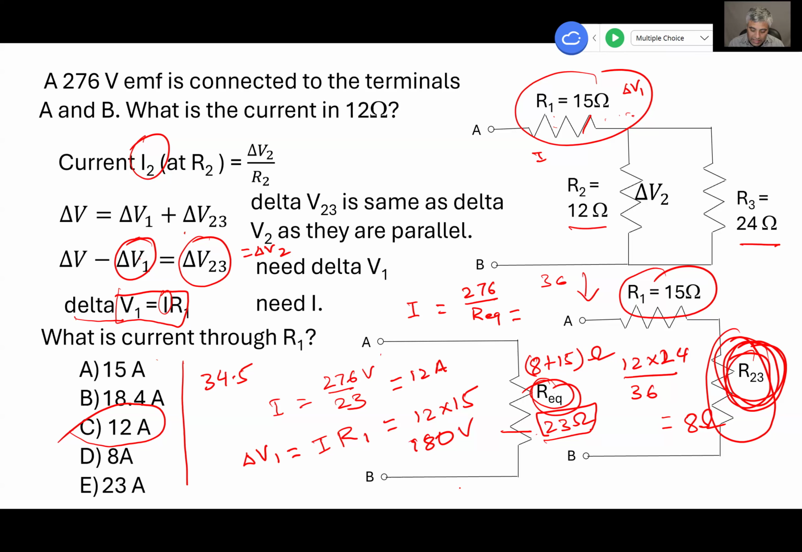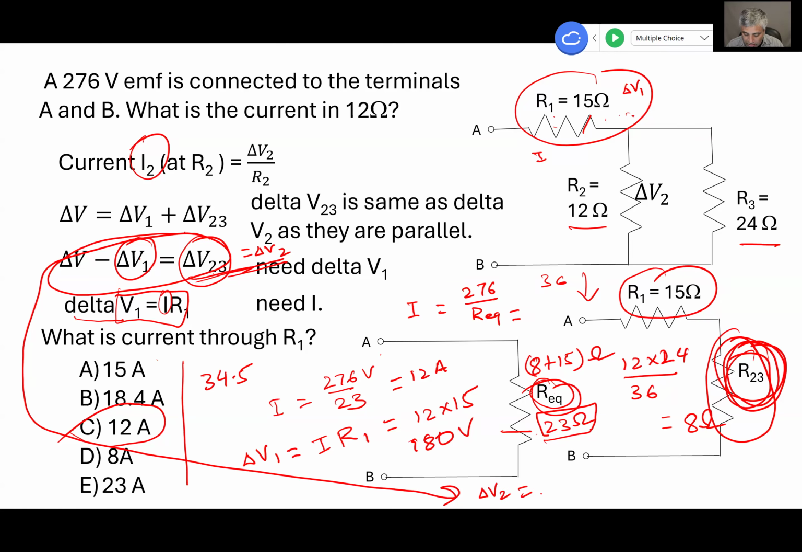So volt. So that means now using this one over here. And by the way, this delta V2 and V3 is the same as delta V2. So let me just write delta V2, which is now delta V minus delta V1, means 276 minus what we just found, 180 volt. And now once you have that, you can use this formula, okay?